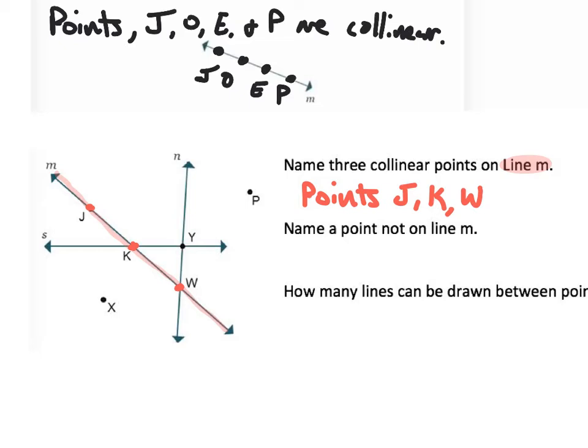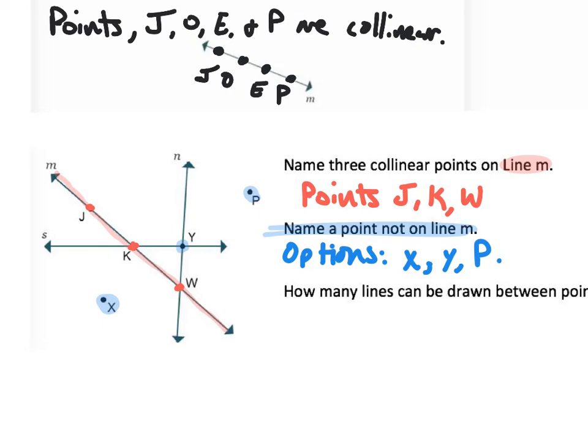On this next one it says, name a point that's not on line M. I see 3 of them. I see X, so let me highlight this one in blue. Name a point not on line M. That would be point X, Y, and P. Since it says name a point, I don't have to name all 3, but this means that I have options. So my options would be X, Y, and P. Those would be my points.